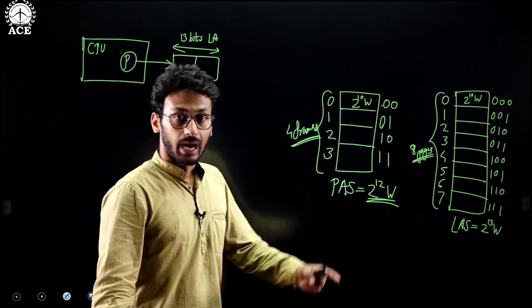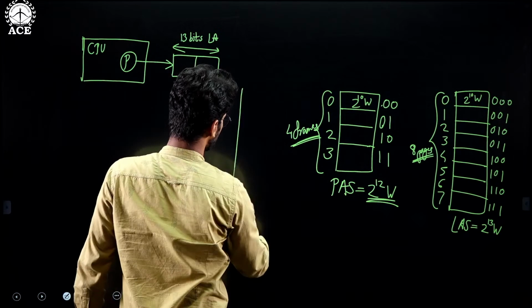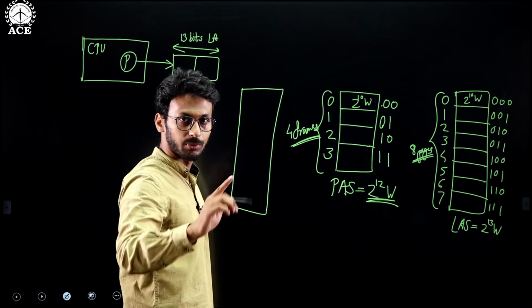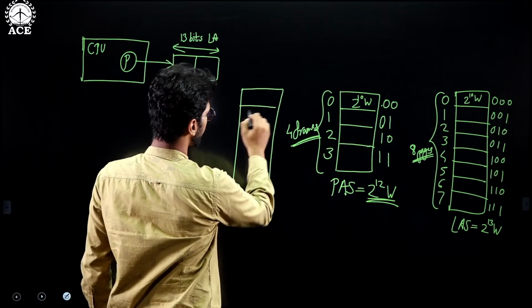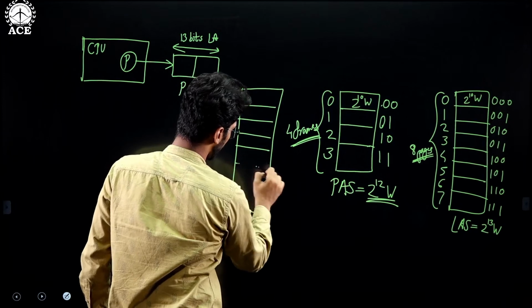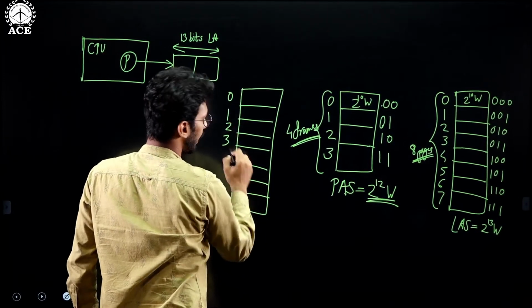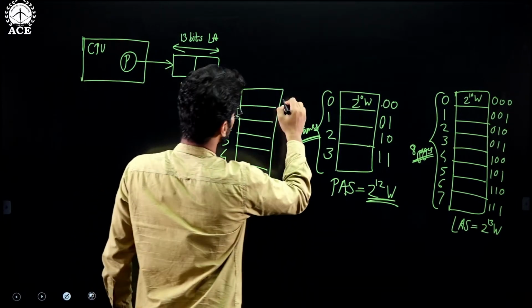Now, next one. I told you about page table also. Page table, see. Number of entries in page table. Tell me, what is number of entries in page table? It is equivalent to number of pages in logical address space. 8 pages, so 8 entries. 1, 2, 3, 4, 5, 6, 7, 8. 0, 1, 2, 3. I'm just drawing it fastly, okay. 4, 5, 6, 7.